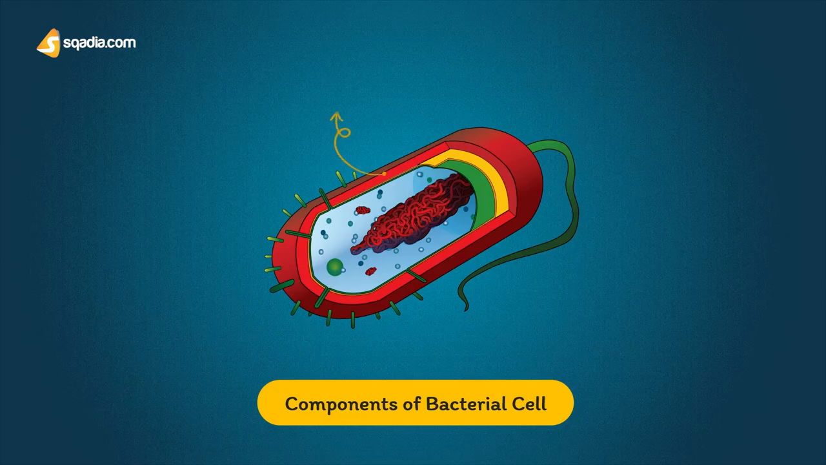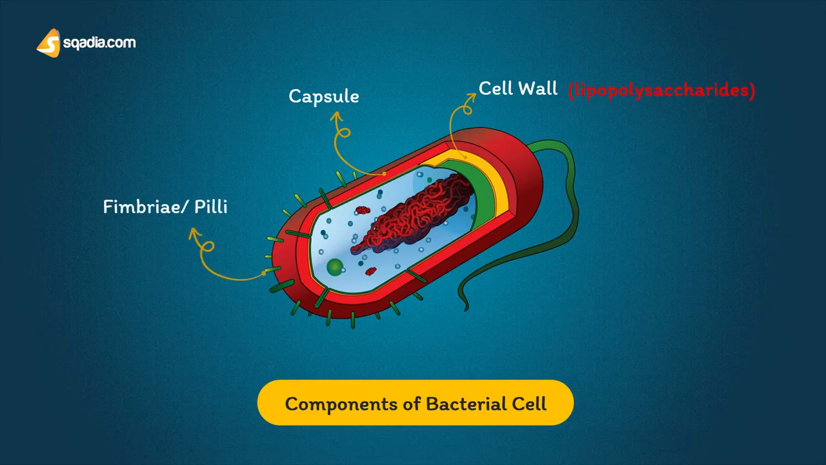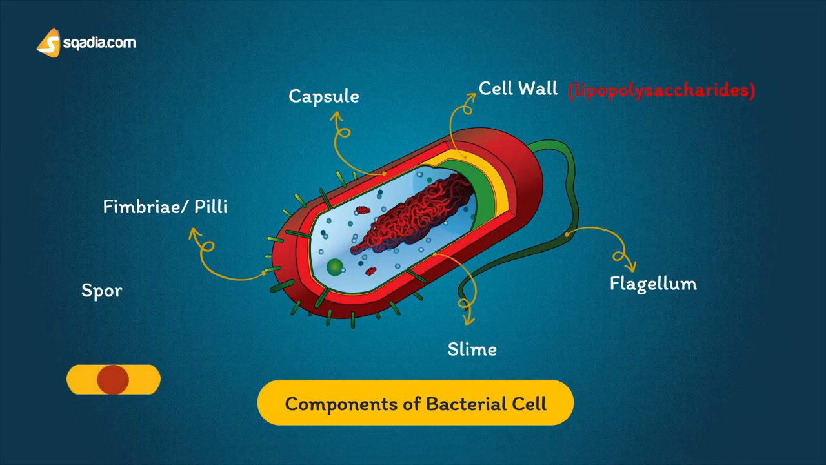Number 1, capsule. Number 2, the lipopolysaccharides. Number 3, the fimbriae or pili. Number 4, flagella. Number 5, slime. And number 6, spores. So let's get into their detail.